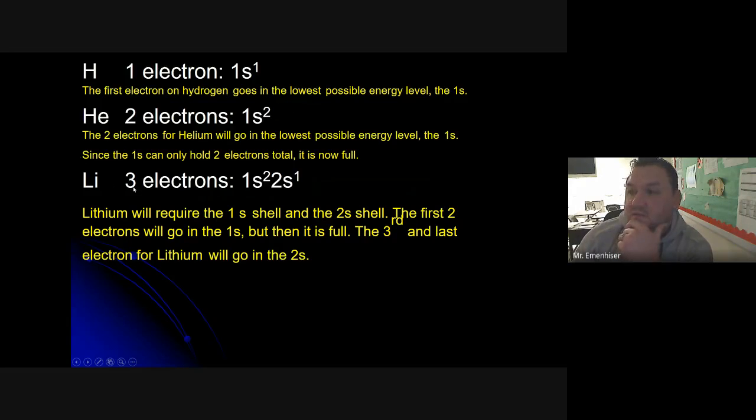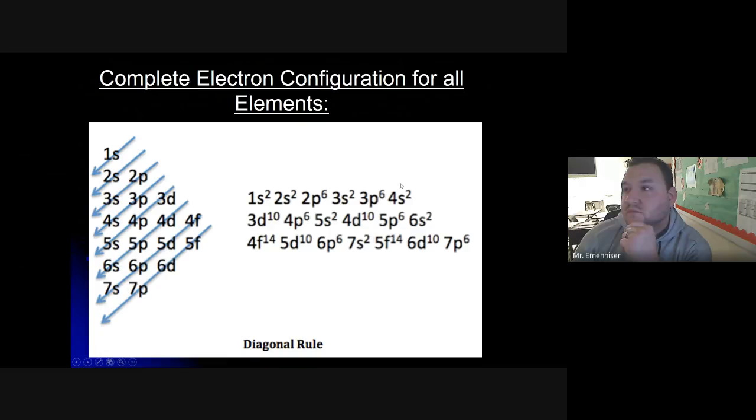Now let's look at lithium. 3 electrons, 1s2, 2s1. Lithium will require the 1s shell and the 2s shell because it's on the second row in the periodic table. The first 2 electrons will go in the 1s, and it's full. Then the third and last electron will go in the 2s. And so that's why we put a 1 there. All right, so there's our complete filling again.